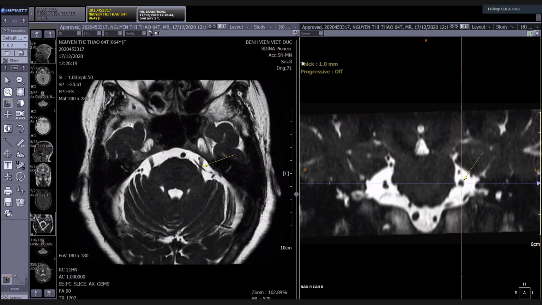Beside the two sequences, you have to do other sequences which rule out other causes, the other intracranial abnormalities, such as the FLAIR, the DWI, or the T2 star. Okay.